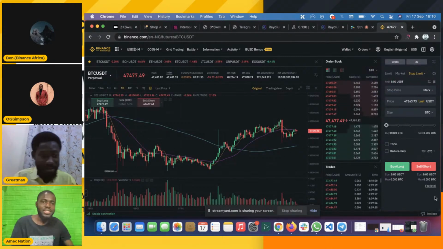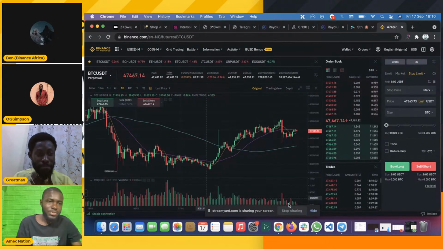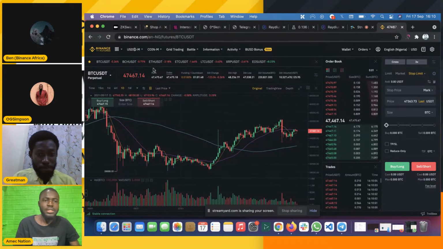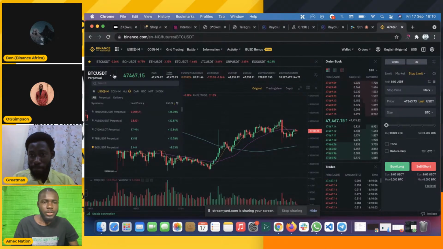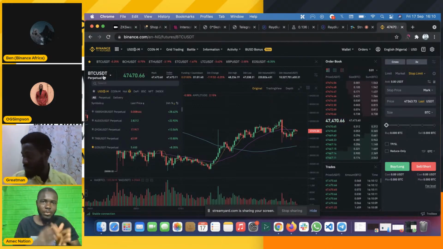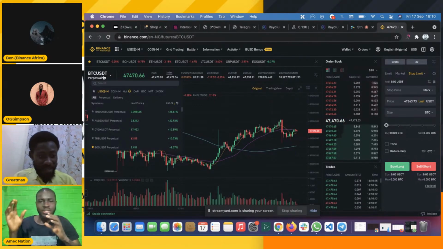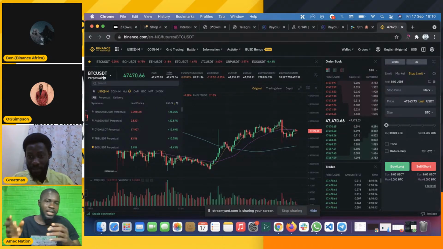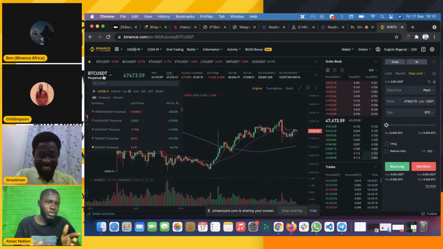So basically, this is the Binance interface. You guys should be very familiar with it. This is the perpetual contracts we are trading. I saw a question where someone was asking if futures is the same thing as perpetual contracts. Futures is a type of trading in crypto, and basically what you are trading in futures is perpetual contracts. So we have various perpetual contracts.